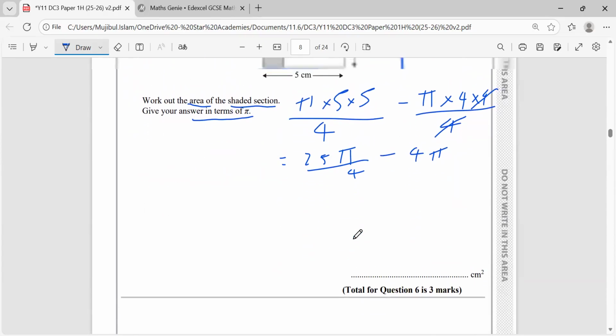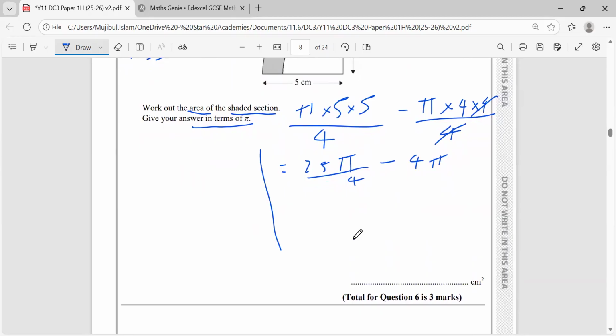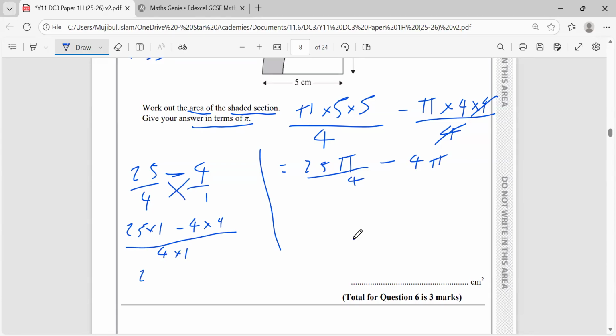So that's it. I can ignore my pi's. If I want to simplify this, I want to do 25 over 4, take away 4. So turn this into a fraction, 4 over 1. So it becomes 25 times 1, take away 4 times 4, all over 4 times 1. If you like doing that, cross multiplying, so 25 take away 16 all over 4. 25 take away 16 is 9 over 4. So my answer is 9 over 4 pi.